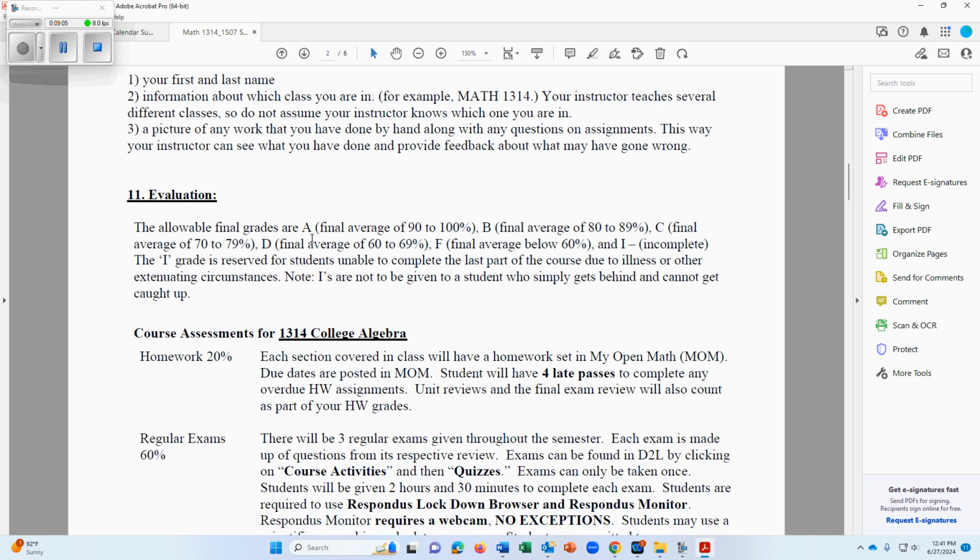The thing about D, though, some universities will not accept that and they'll make you retake the course. So kind of keep that in mind. We do want to shoot for a C or better. Some will accept a D, but a lot of them won't. So just kind of be aware of that.